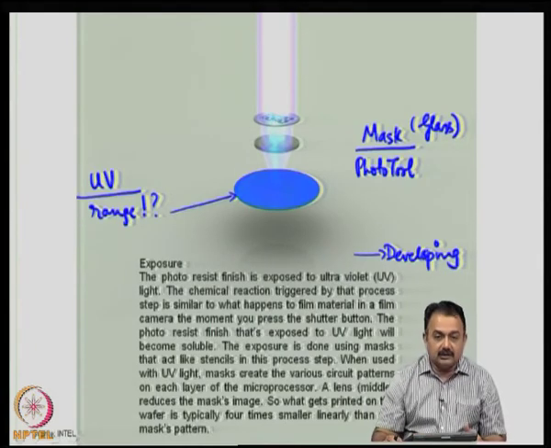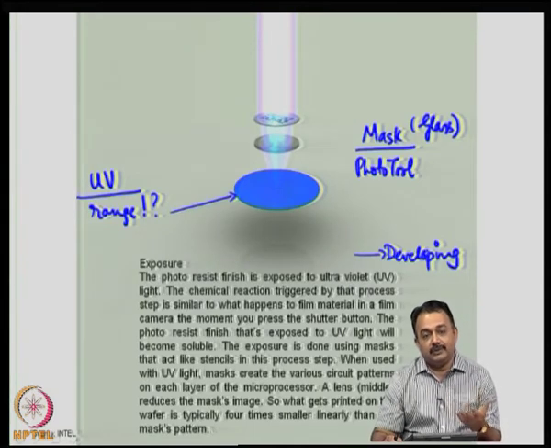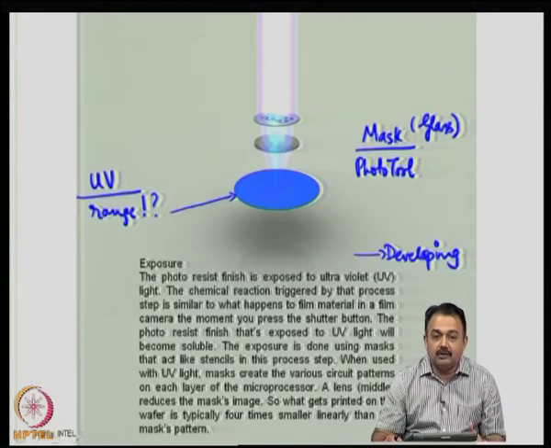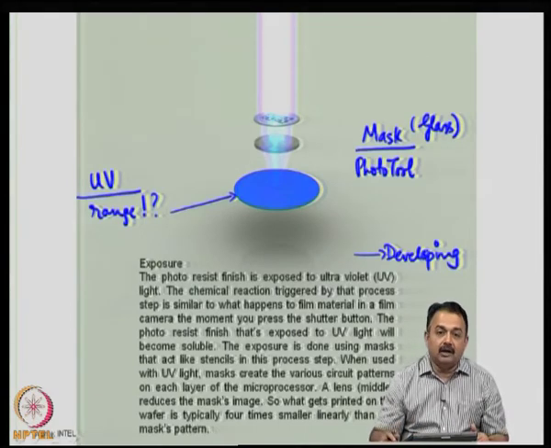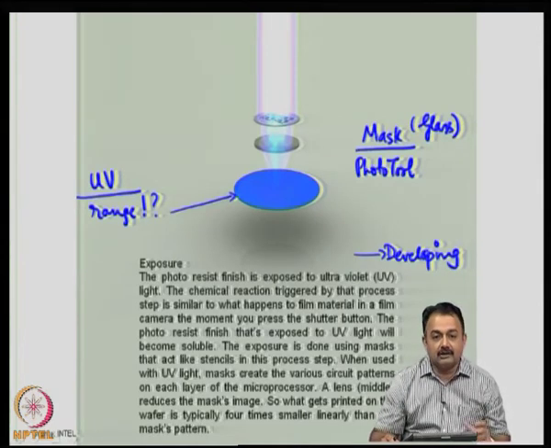So, the exposure is done using masks, and this acts like a stencil which will block certain areas and allow certain areas to accept UV light. So, you have to make sure that there is no air gap between your mask and the surface of this wafer. This will transfer the various circuit patterns onto each layer of the microprocessor buildup.